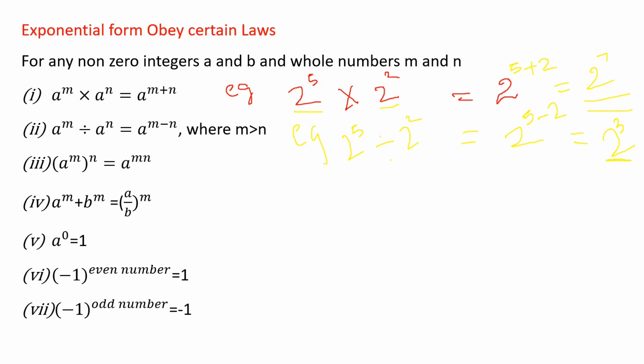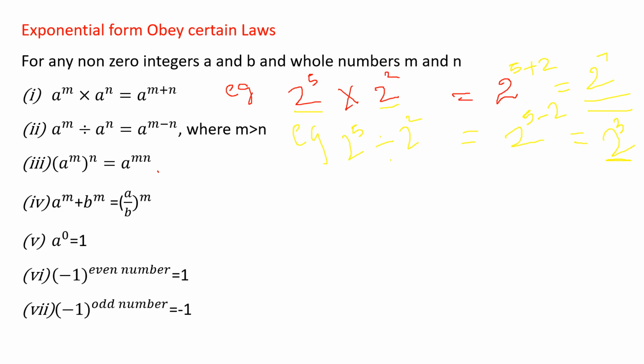Is it clear now? Now, the third formula: A power m, the whole power n. How will you read it? A power m, whole power n is equal to A power mn. So, what is the third formula? A power m, the whole power n is equal to A power mn. A power mn means m into n. What is the meaning? M into n.